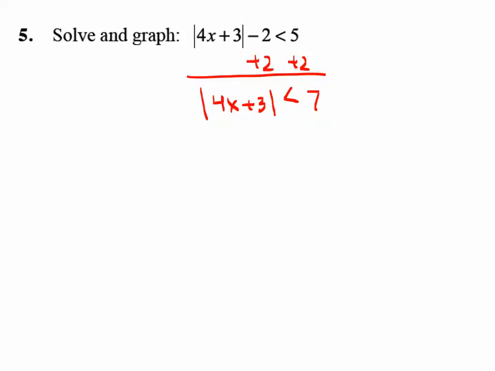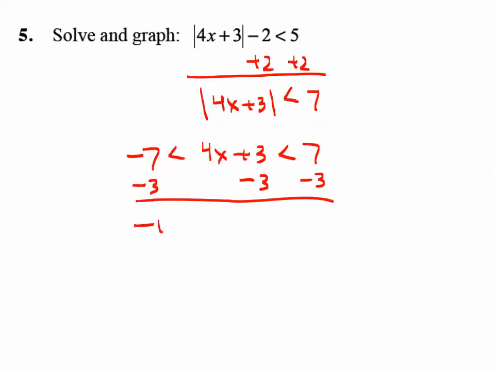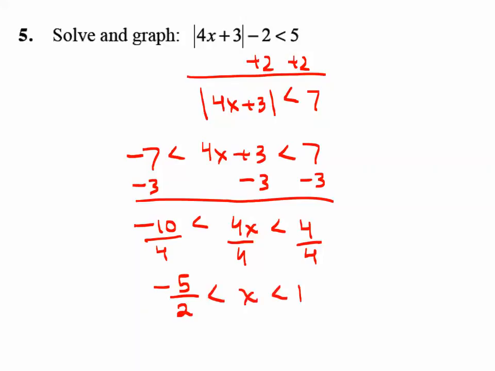Alright, let me go ahead and keep on going here. So, in an and statement, there's a shortcut way of writing it. There it is. Put the -7 on the other side, and then just work on all 3 sides at the same time. So how about a -3 here, a -3 here, and a -3 here. So a -10, a 4x in the middle now, and a 4 on that side. Divide through by 4. Leaves us with -5/2 is less than x is less than 1.